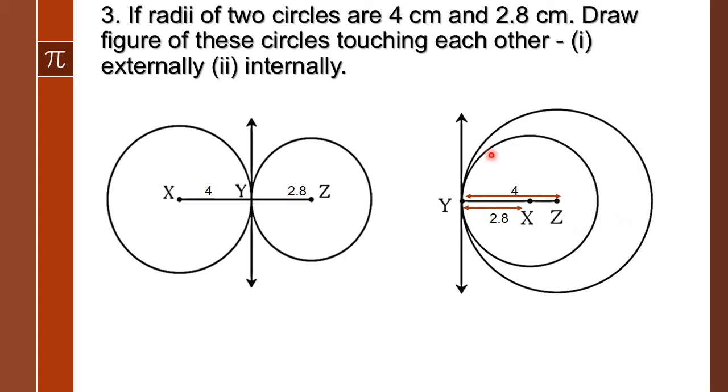Okay, then show the common tangent also. That's it. So common tangent, point of contact and two centers. This much you have to mark. That's it with the third question.